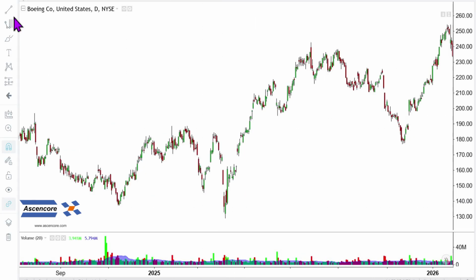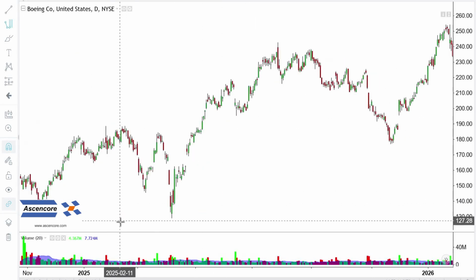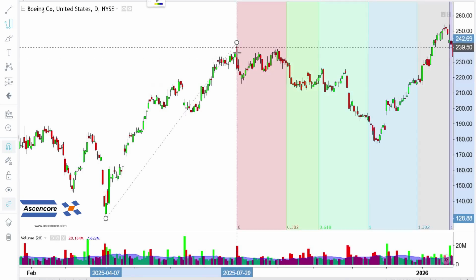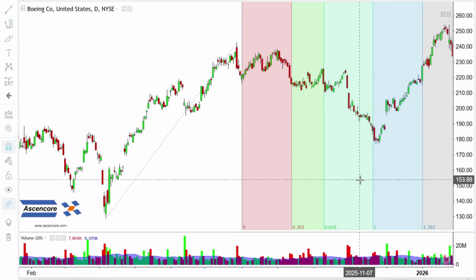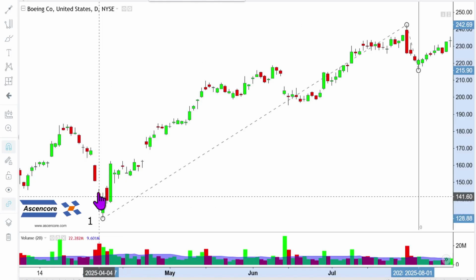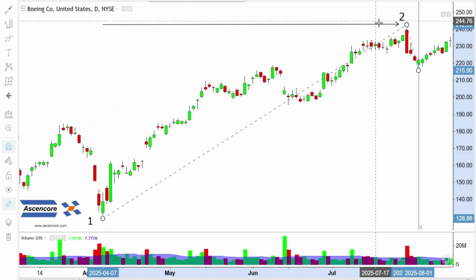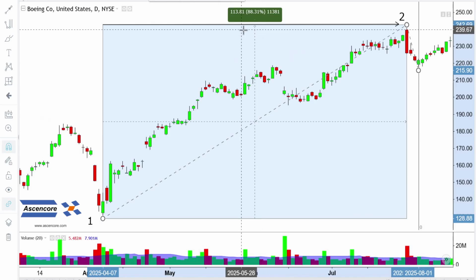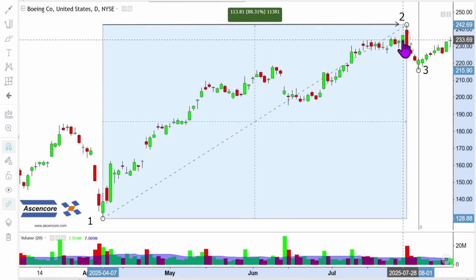A trend-based Fibonacci time zone is ideally used during a definitive trend reversal, like in this case, where the Fibonacci time intervals are based on this uptrend from points 1 to 2. Then points 2 and 3 make up the first move in the new trend. In this case, the first downswing in the downtrend.